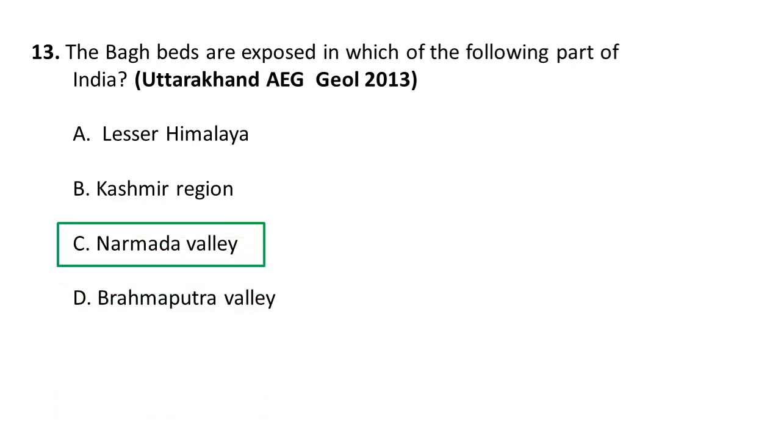The Bagh beds are a group of rocks in the Narmada Valley of central India that date back to the late Cretaceous period. And the Bagh beds are made up of three formations. These are Nimar sandstone, Nodular limestone and Coralline limestone, which are arranged in ascending order. So the Bagh beds are exposed in the Narmada Valley. C is the correct option.